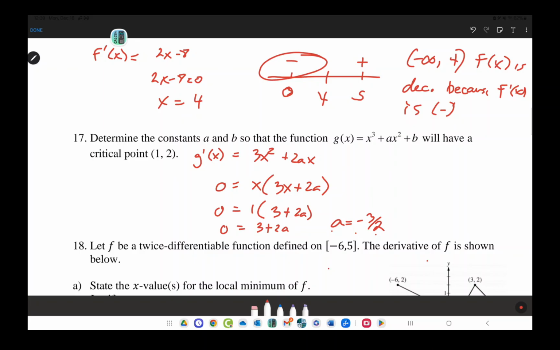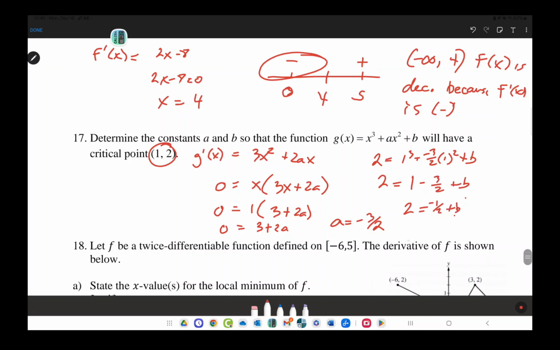So, what you do to find b is you plug in 2 and 1 into the original function now that you know what a is. Since 2 is equal to 1 cubed plus negative 3 halves times 1 squared plus b, 2 is equal to 1 minus 3 halves plus b, so 2 is equal to negative 1 half plus b, so b equals 5 halves, or 2.5.